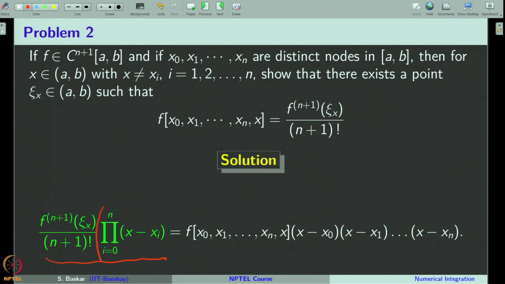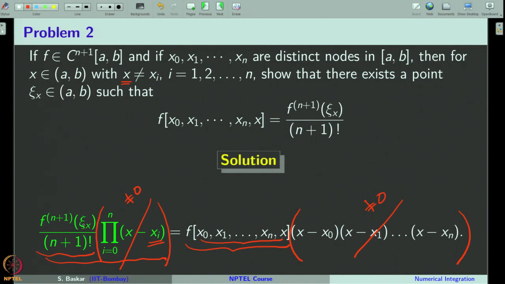Now, you can see that this term is precisely this term on the right hand side. Therefore, you can cancel these two. Why? Because we have chosen our x in such a way that x is not equal to any of the nodes that we have considered. Therefore, this term is not equal to 0, and similarly this is also not equal to 0. That is why we are cancelling and concluding that the divided difference of f evaluated at these n plus 2 nodes is precisely equal to this expression, the n plus first derivative of f evaluated at xi x divided by n plus 1 factorial. This is also an important result.